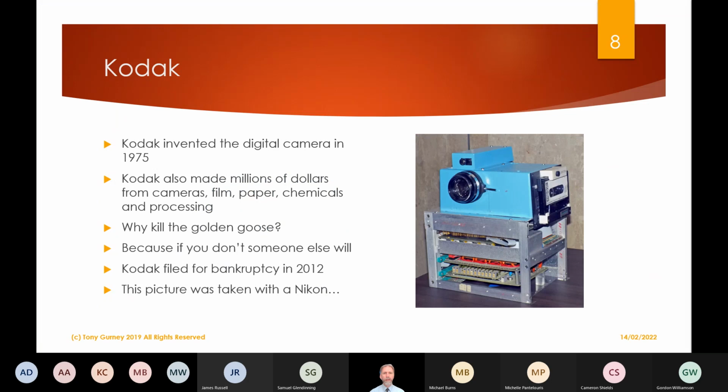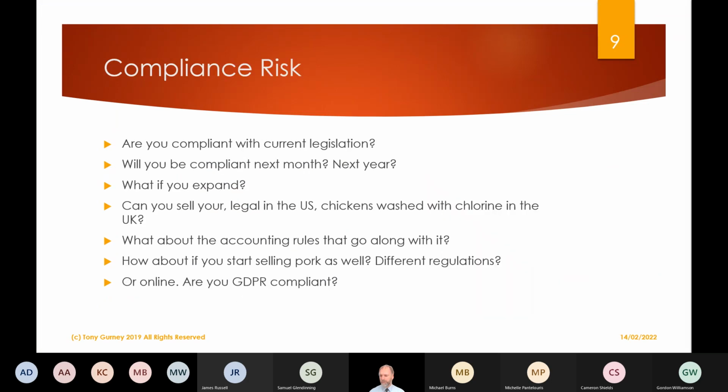Okay, so after strategic in my list of types of risk, the next one we've got is compliance. Are you working within the rules? Are you breaking any laws? Might you break any laws later? What happens if the laws change? Would that cause you a problem? Legislation changes all the time.